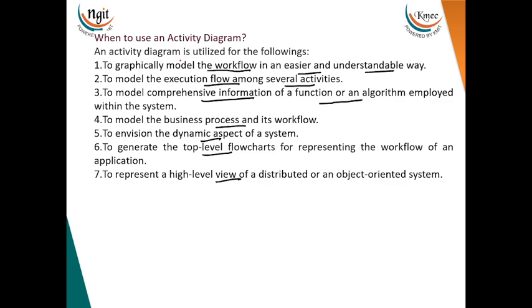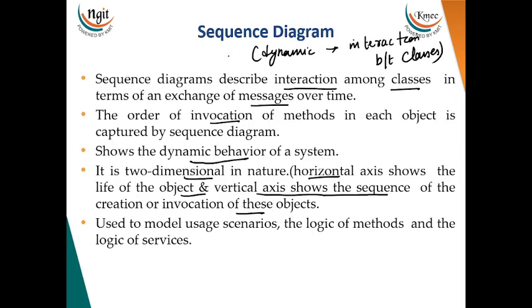When we use an activity diagram, it's a graphical model of workflow, easier to understand. The model executes flow of information, flow of activities. The model comprises information, function, algorithms and everything. The business process model, flow of information, dynamic aspect. It gives you top level information. Am I right? Let's move on to the sequence diagram.